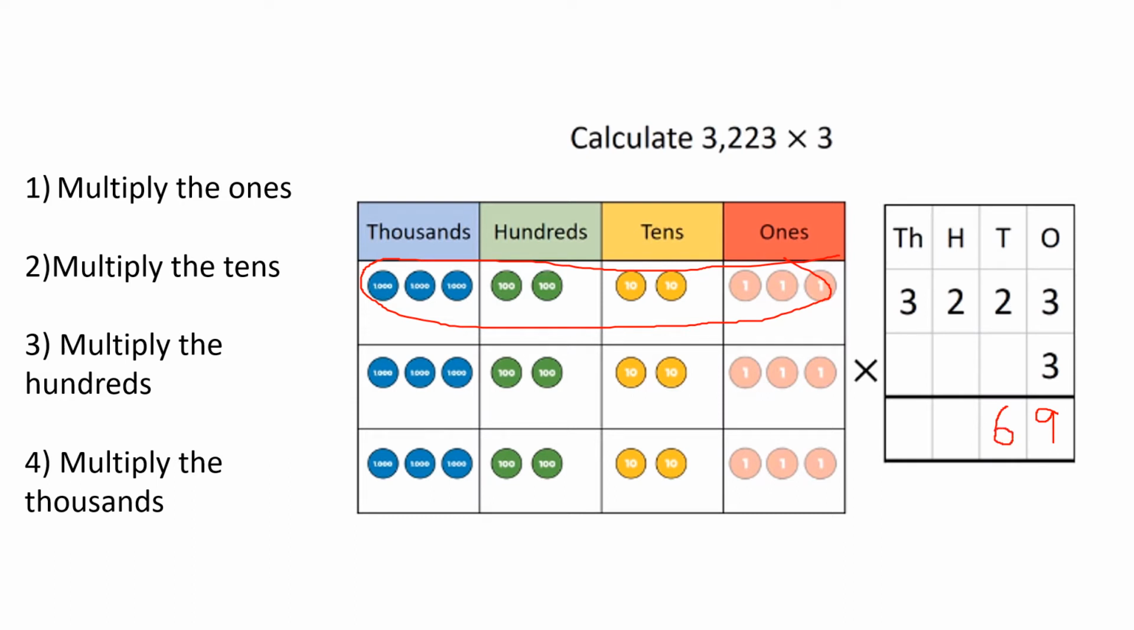And then the hundreds. 200 times 3 is 600. And finally, the thousands. 3,000 times 3 is 9,000. For this calculation, we didn't need to carry any tens, hundreds or thousands.